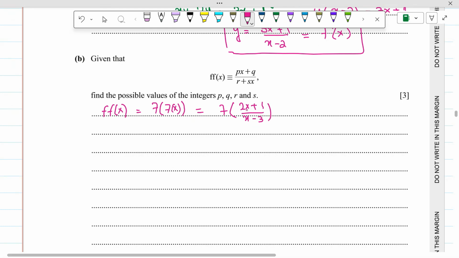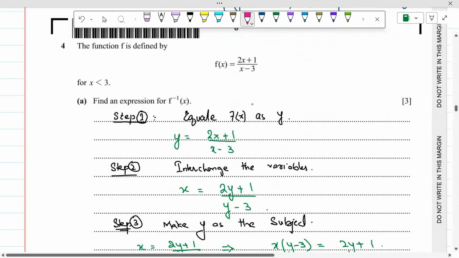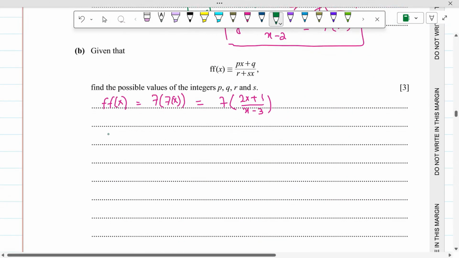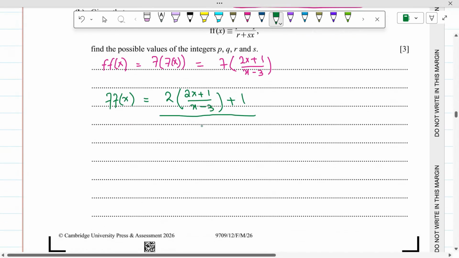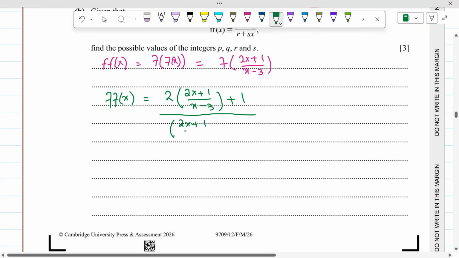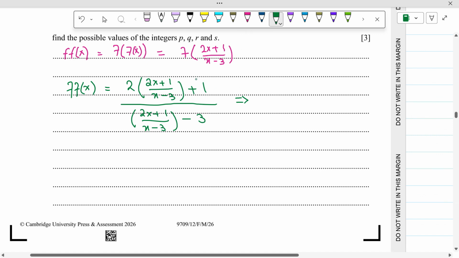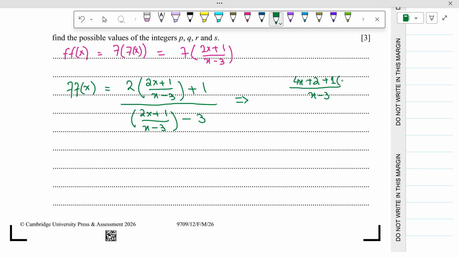Now we will replace x with (2x plus 1) over (x minus 3) in the function f of x. So f of x is equal to 2 times x, where x is (2x plus 1) over (x minus 3), plus 1, over (2x plus 1) over (x minus 3) minus 3. Now, first we take the LCM in the numerator, so we will have x minus 3, and 2 times 2x is 4x, 2 times 2 is plus 2, so plus 1 times (x minus 3).